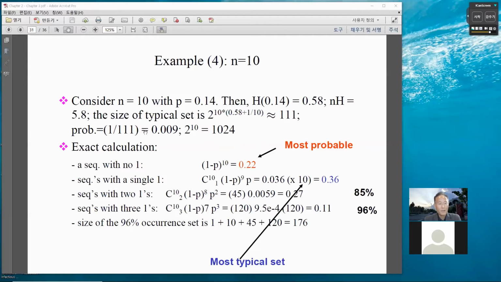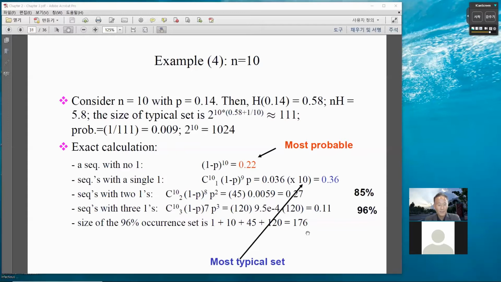Okay, and we can compare this typical set probability, the AEP probability, with the exact calculation. A sequence with no ones is this, a sequence with a single one is this, a sequence with 2 ones is this, a sequence with 3 ones is this, and so on. And then if we add them up, starting from the first and going down the line, up to when we get to this many, it is almost 96%.